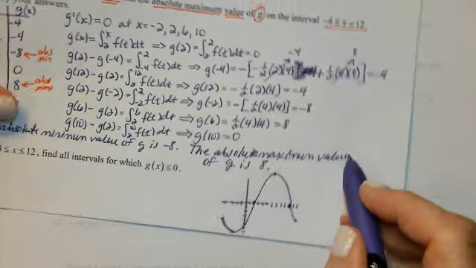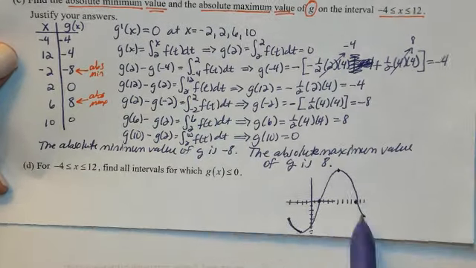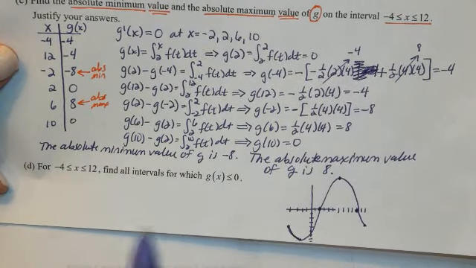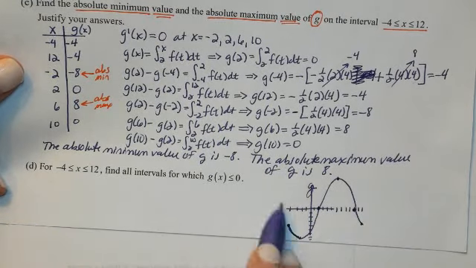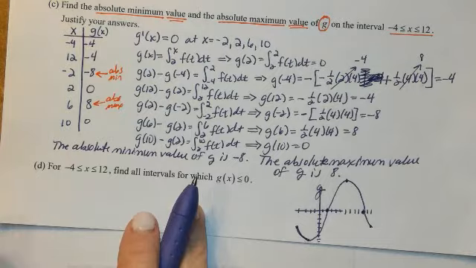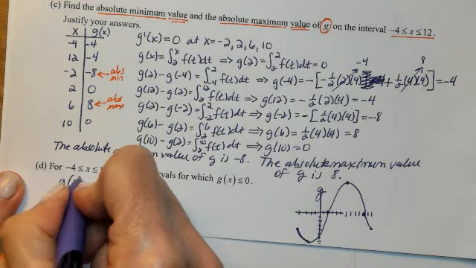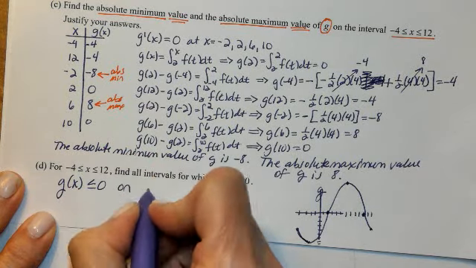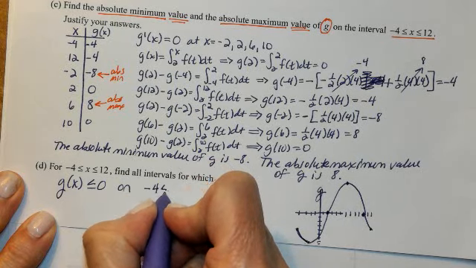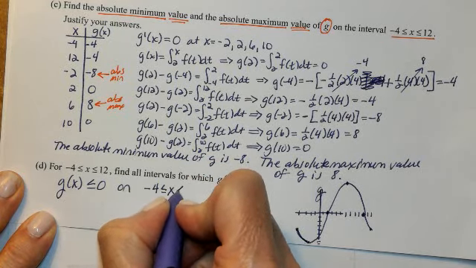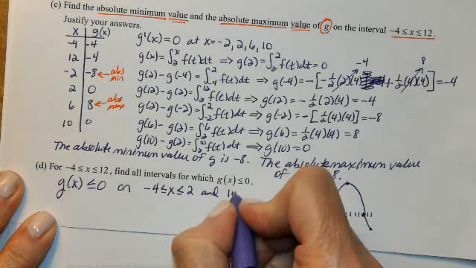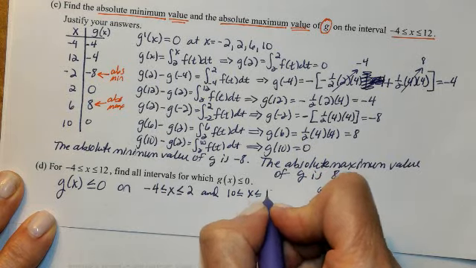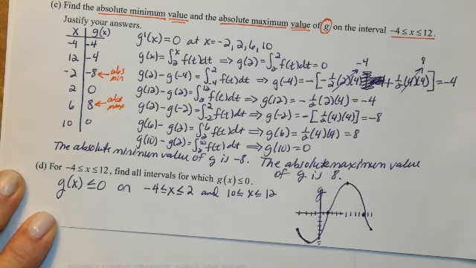Okay? So our little values that we found here are very helpful in conjunction with the graph of G prime in saying, now we can say this is the graph of G, right? So we can say all the values of x where G is negative. G is less than or equal to 0 on -4 to 2 and 10 to 12. That was it. They didn't ask for a justification, so we are good.